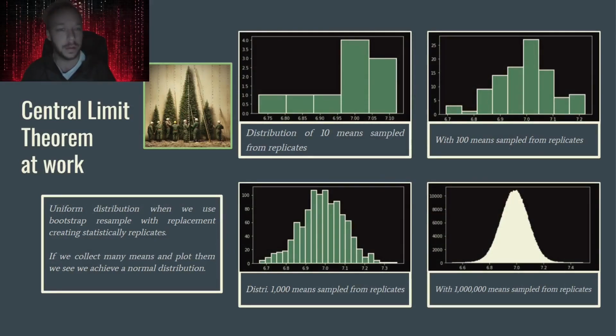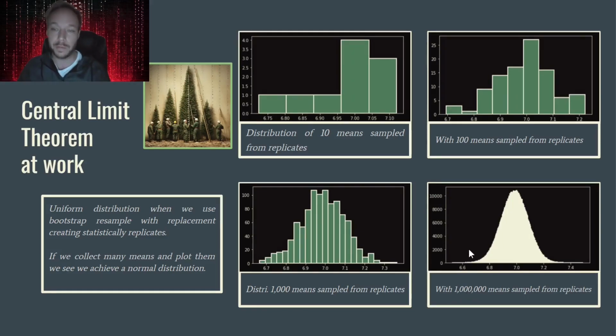It's central limit theorem at work, and this is really just to show how this actually happens. If we have any distribution, and we make 10 replicates and take 10 means of those replicates, we're going to get a distribution that can look like anything. Then as we collect 100, we start to see the emergence of normality happen quite quickly. And then you see 1,000.